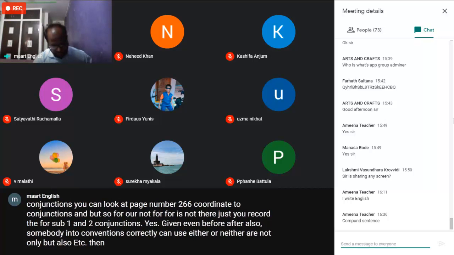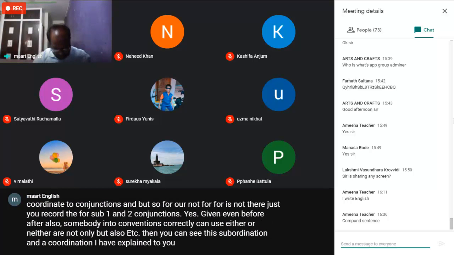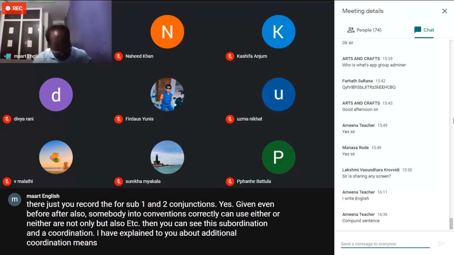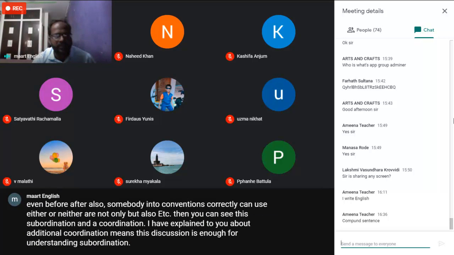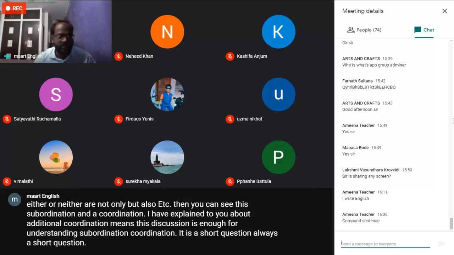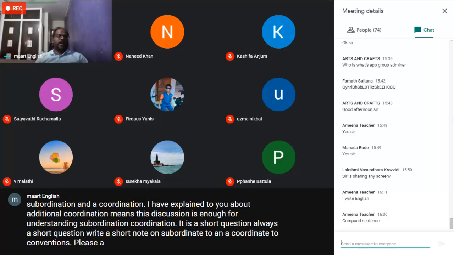Then you can see this subordination and coordination. I have explained to you what subordination and coordination mean. This discussion is enough for understanding subordination and coordination. It is a short question, always a short question: write a short note on subordinative and coordinative conjunctions. It is a short question. The long question is, here it has been given.